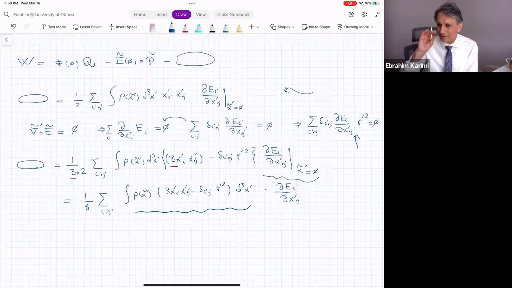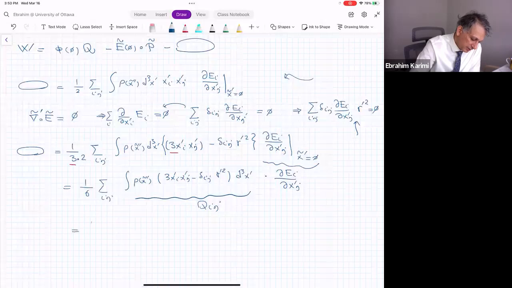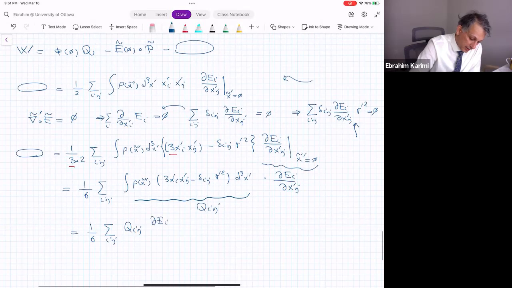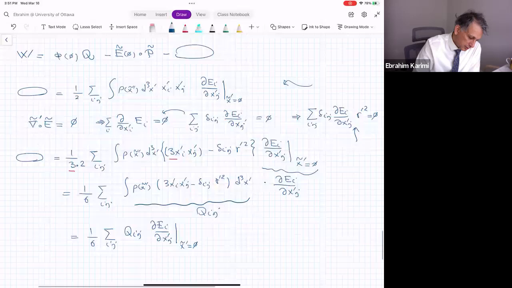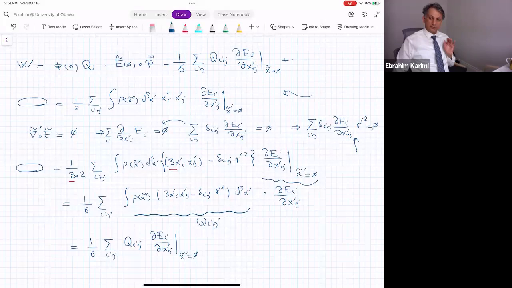I see Gavin's lip is moving. Is it the quadrupole moment or whatever? Exactly. This is Q ij. It's the quadrupole in Cartesian coordinates that we solved last time. So that will be 1 divided by 6, summation of i and j, quadrupole term Q ij, derivative of E i with respect to x prime j at x prime equal to 0. So essentially, that term is 1 divided by 6 summation of ij Q ij derivative of E i with respect to x prime j at x prime equal to 0, plus that term. Clear?